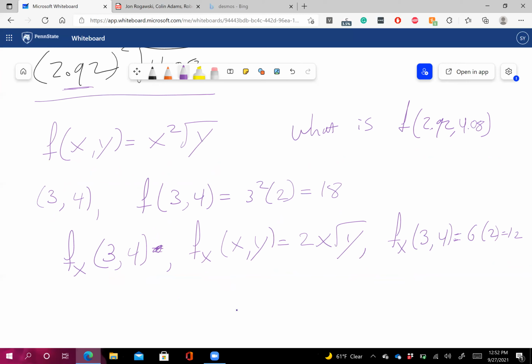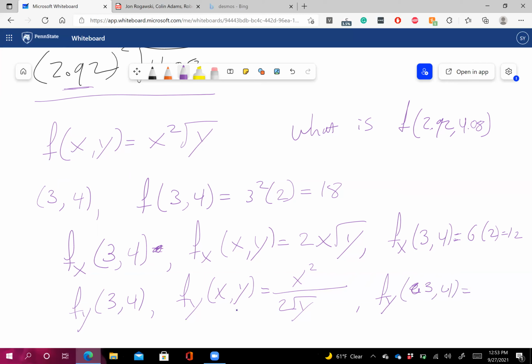Now, the last piece of information that we need is the partial with respect to y at 3 comma 4. So what is the partial of f with respect to y at x comma y? Well, that's going to be x squared over 2 square root of y. And so then what is the partial of f with respect to y at 3, 4? Well, that's going to be 9 over 4.